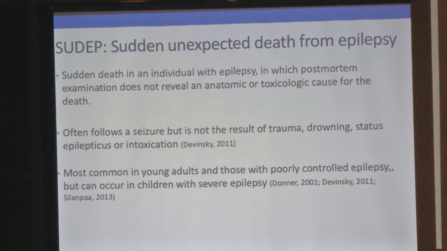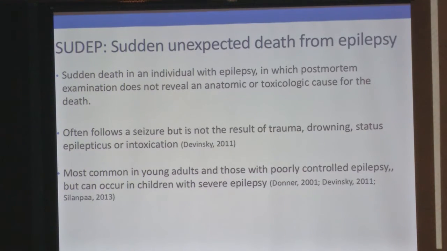So SUDEP is essentially sudden death in an individual, usually with epilepsy, in which a postmortem examination doesn't reveal a known anatomic or toxicological cause. So it usually follows a seizure, but not always, but it needs to be confirmed that it's not the result directly of trauma, drowning, status epilepticus, or intoxication from a medication. So it's essentially an unexpected death, likely related to epilepsy, but without a clear identified cause. SUDEP in general most often occurs in young adults, but it also can occur in individuals with quite poorly controlled epilepsy, and in that setting it can also occur in children.